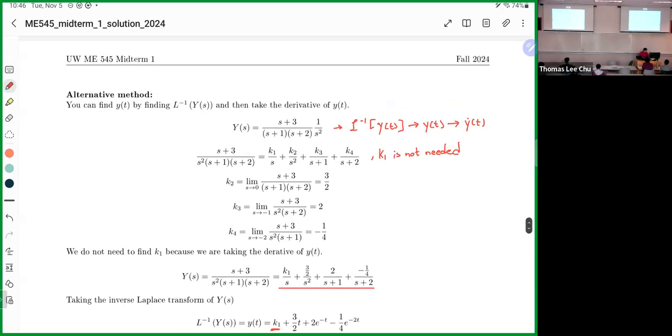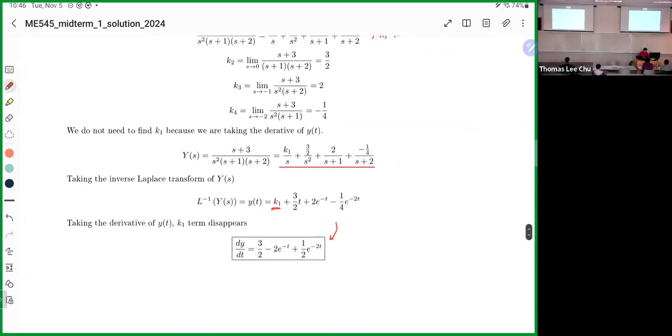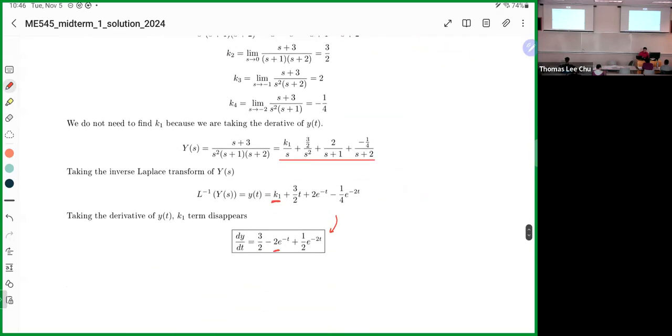If you just set up the partial fraction expansion, I gave you credit there. If you got one of the constants wrong, I took 2 points off. If you got another one wrong, like let's say you got 2 constants off, I just took an extra point off instead.